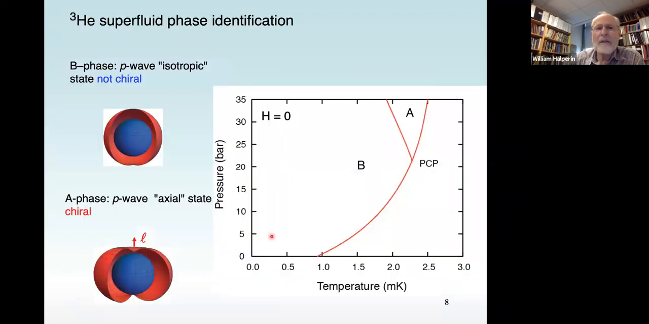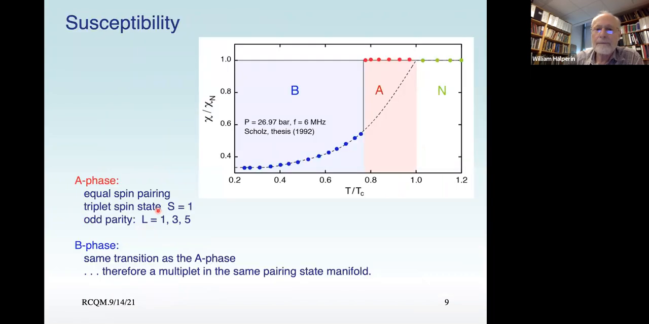Now we know that the A phase up here is a chiral axial state, a P wave state, and the B phase is a non-chiral isotropic state, also in the P wave manifold. But what I want to tell you as a lead-in is how we get that information. How do we confirm that that's the case? It's kind of the paradigm of how you identify complex or complicated, if you wish, unconventional superconducting states.